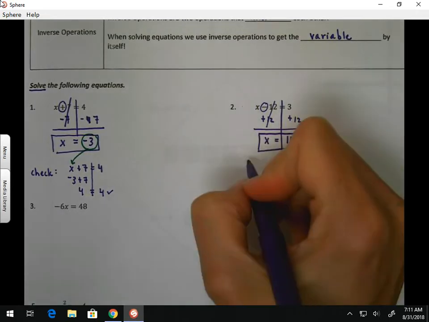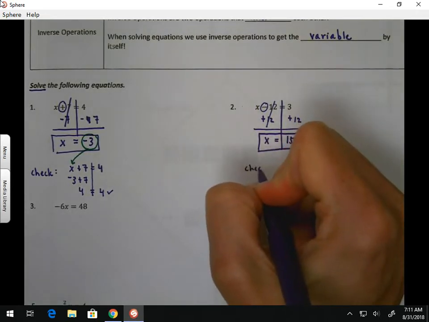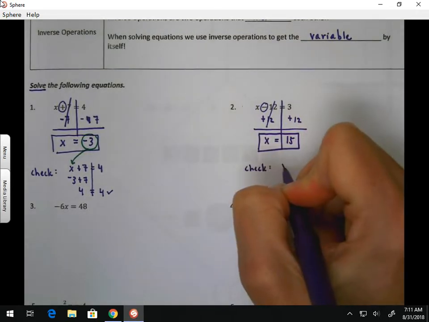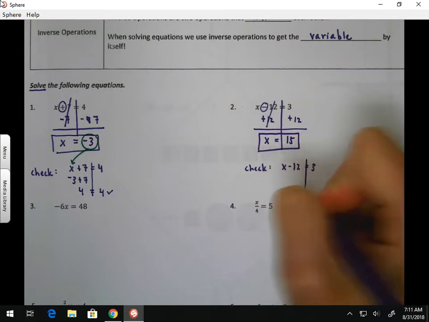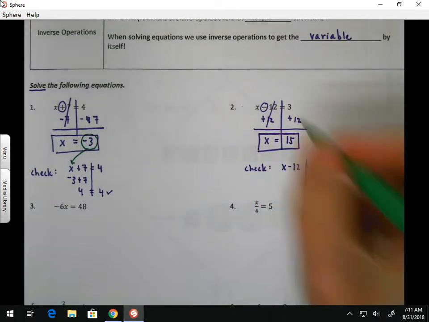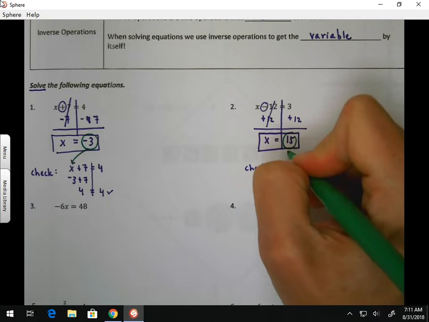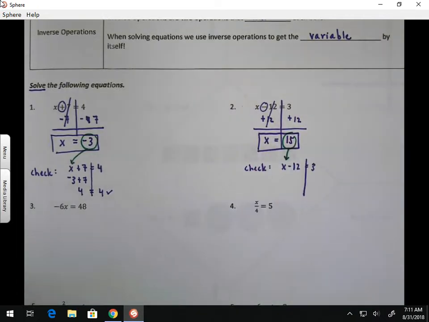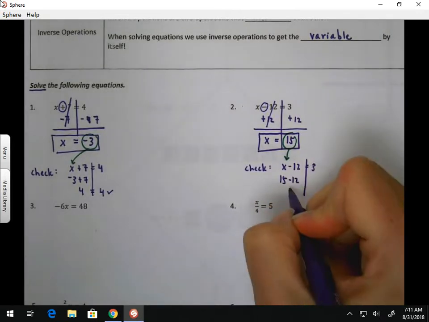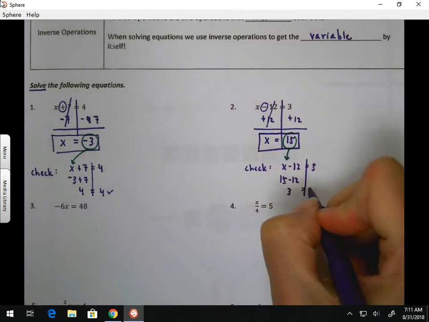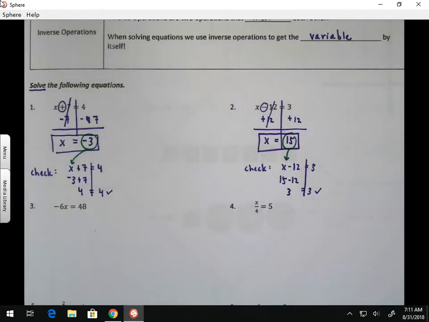Again, if I were to check that, I would copy my original equation, x minus 12 equals 3. I would take my answer and I would substitute it, replace the x with that number. So 15 minus 12, that gives me 3, and since that's equal to the right side, I know I did it correctly.